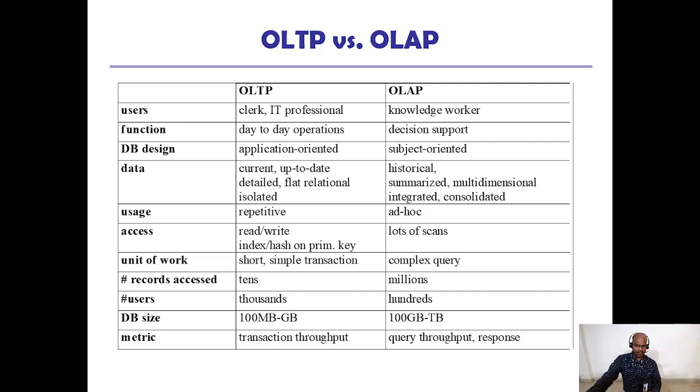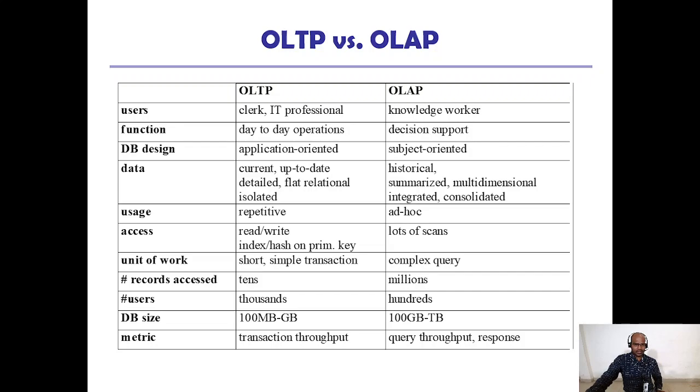The typical unit of work of OLTP is simple and short transactions, whereas OLAP is complex. OLAP unit of work is complex compared to OLTP transactions. The typical records we will access in OLTP may be in tens or hundreds of records, whereas in OLAP, to analyze the data in the data warehouse, you will access billions of records.